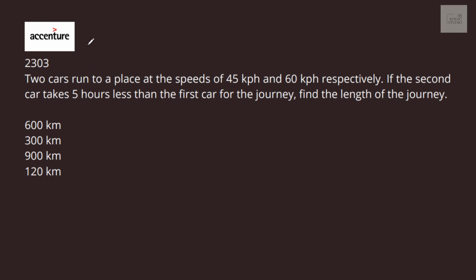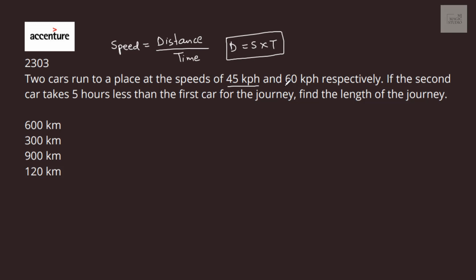So a question from TSD, and the only formula which I think survives in TSD is speed equals distance by time, or distance equals speed into time. Two cars run to a place at a speed of 45 km per hour and 60 km per hour from one point. If the second car takes 5 hours less than the first car for the journey, find the length of the journey. Let the length of the journey be d.